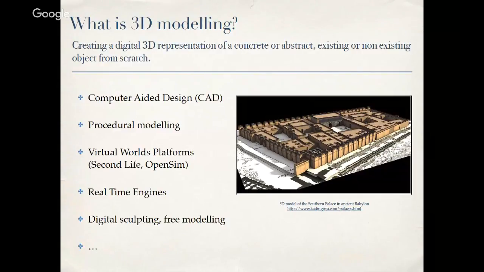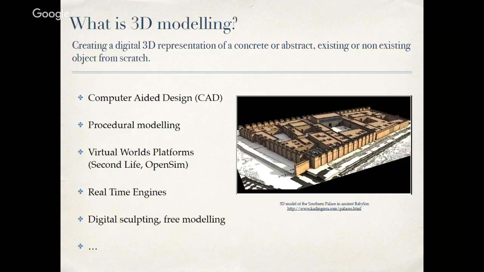So the most common technology for 3D modeling is computer-aided design, which you're probably familiar with. Those are the softwares that architects use, or if you go to IKEA, you will have a nice model of the room that you want to furnish reproduced in computer-aided design. There are, of course, other options. There is procedural modeling that Graham will discuss a little bit more in detail just after this introduction.